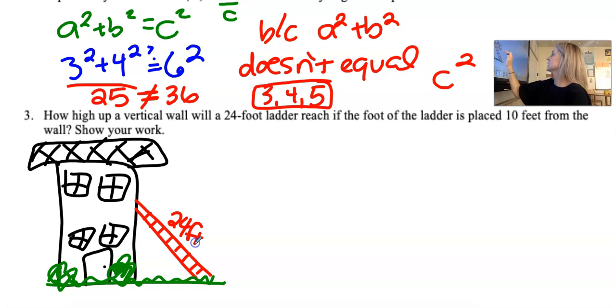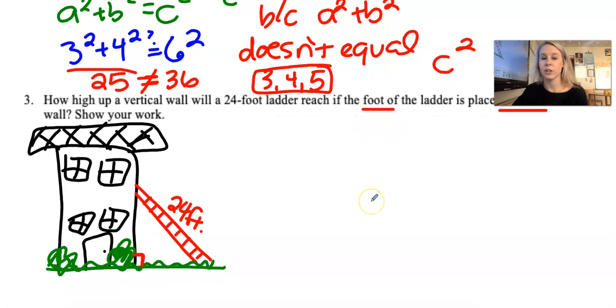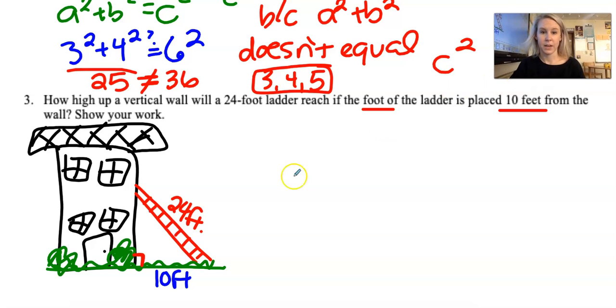24 feet. Okay, so that's the hypotenuse. Because hopefully, when you build a house, it is going to stand straight up and down, which makes it a right angle. The foot of the ladder, foot meaning base, is 10 feet. So our keyword there is foot. So I know the bottom is 10 feet, because that's how far it was placed from the wall. And I'm trying to figure out the vertical length, how high up. So I'm trying to figure out this value.